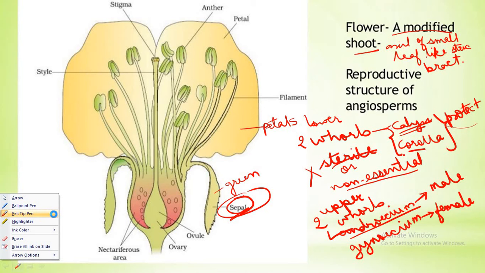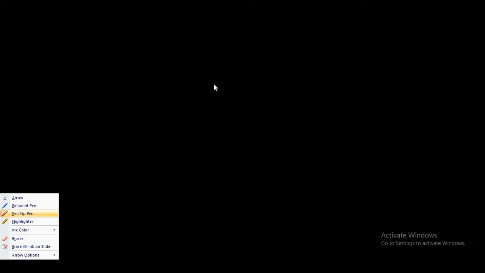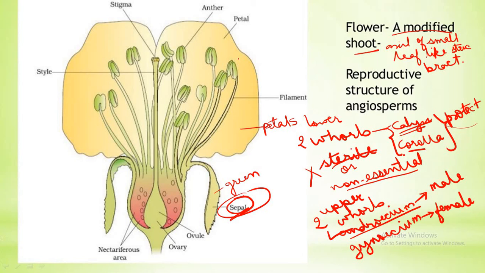Now androecium helps in the formation of microspores, that is pollen grains containing male gametes, within the lobes of the anther. See this, this is the anther, as it is labeled here, and it is a bilobed structure. Inside this, microspores are produced, which in turn produce the male gametes.